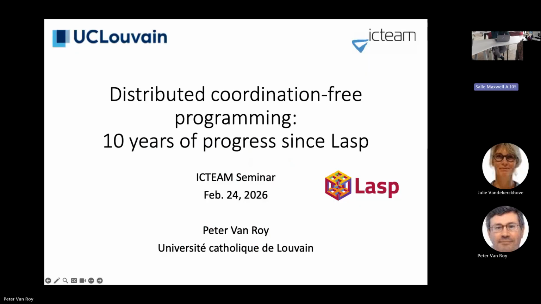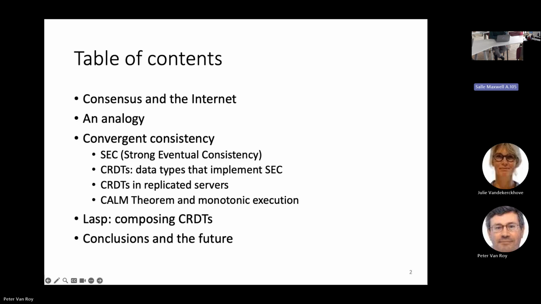But I'm going to talk also about programming distributed systems with consensus and without consensus. So I'll talk about consensus, which is a really important algorithm, which is needed to make the internet work. Then I'll tell you a nice story. I like stories. And then I'll talk about the concepts where we replace consensus by another kind of consistency, convergent consistency, based on strong eventual consistency.